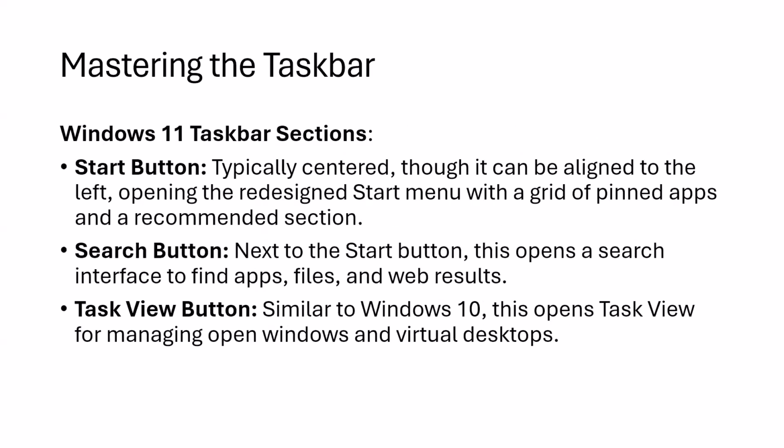In Windows 11, the sections are similar. The Start button, typically centered, though it can be aligned to the left, opens the redesigned Start menu with a grid of pinned apps and a recommended section. The Search button next to the Start button opens a search interface to find apps, files, and web results. The Task View button, similar to Windows 10, opens the task view for managing open windows and virtual desktops.